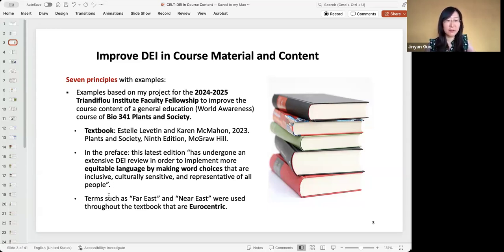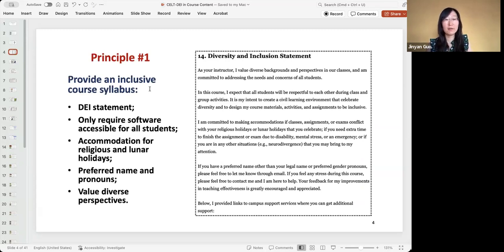For example, throughout the textbook, it used words such as Far East and Near East, and these kinds of words are Eurocentric. Thus, the language part can still be improved. Well, I focus on the content to improve this textbook.